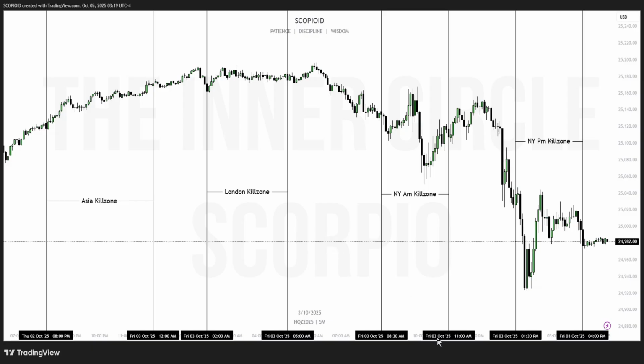This is a recent example from 3rd October, where from Thursday, 2nd October 2025, 8 p.m. Asia session starts, ends at 12 a.m. Then we have a small window, and then at 2 a.m. we have London kill zone, and then at 5 it ends. After London session, we go up, take out the London liquidity, we go down, retrace a little bit at 8:30, and then we drop before 11 a.m. Then we have a little bit of time. ICT calls it the lunch session. This is not my session of interest, so I don't look at it. And then at 1:30 the PM session starts, and at around 4:30 the market stops. So these are the kill zones.